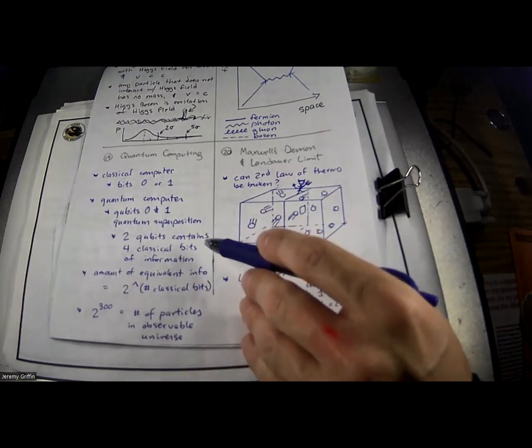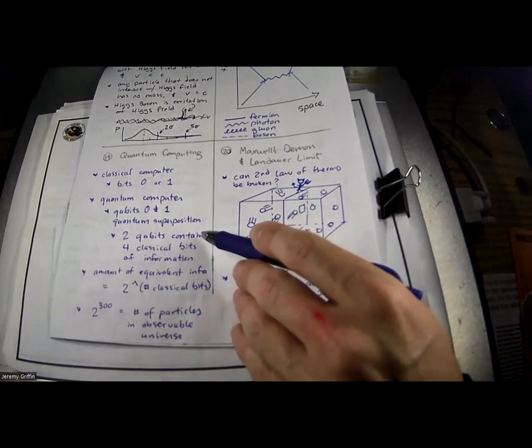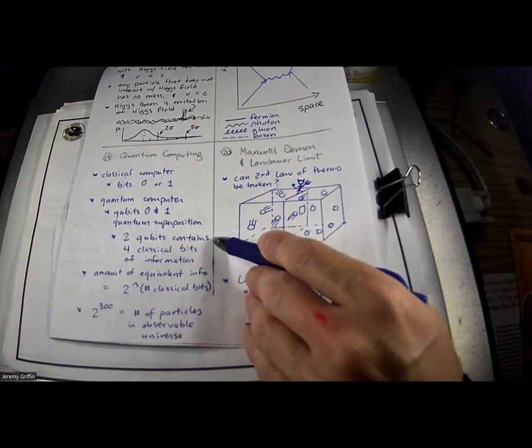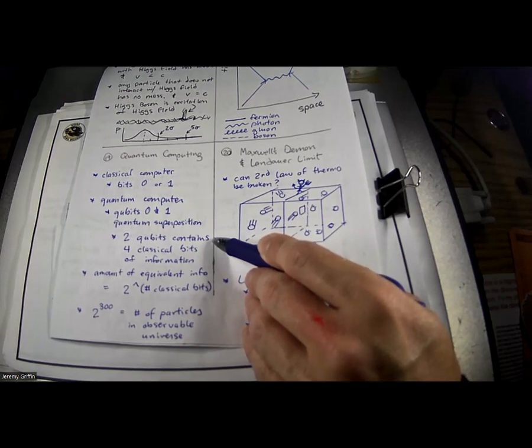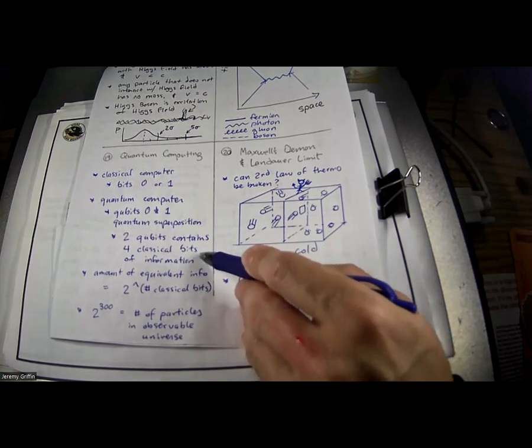So for example, if you had 2 qubits, it could be a 0 or 1 for the first one and 0 or 1 for the second one, right? Once you measure it, it has to fall into one of those states. It becomes unentangled. But fully entangled, 0, 1, 0, 1, that's 2 times 2, that's 4 classical bits worth of information.